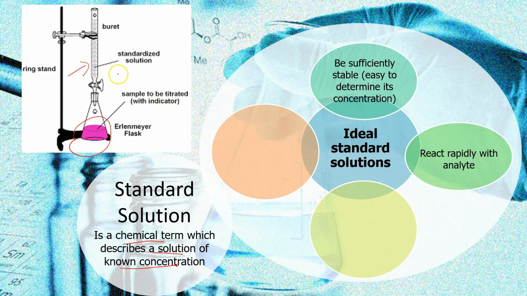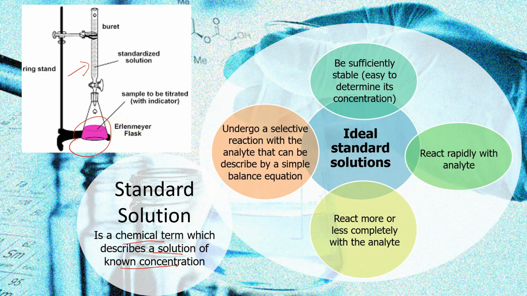It means that the standard solution should react rapidly with the unknown solution. The third one is that the ideal standard solution should react more or less completely with the analyte. It is to make sure the reaction between the standard solution and the unknown solution reaches the accurate endpoint. Last but not least, the ideal standard solution should undergo a selective reaction with the analyte that can be described by a simple balanced equation.